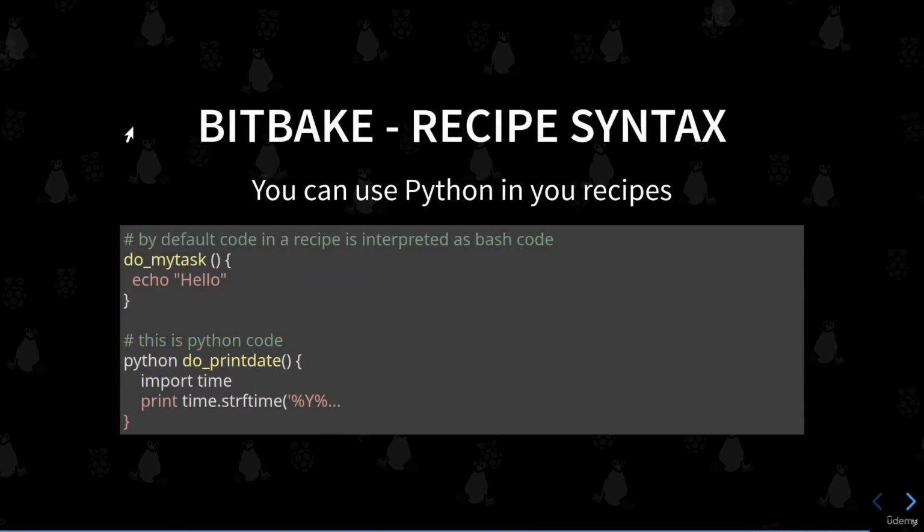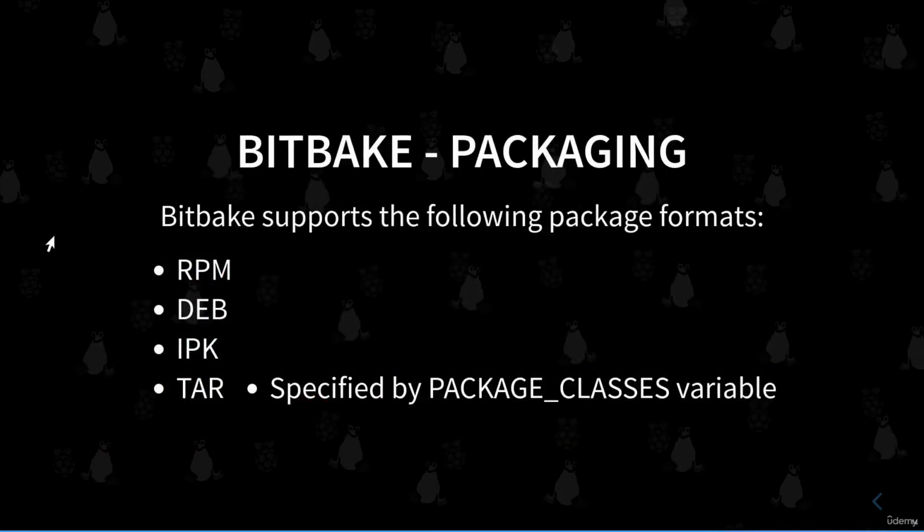So as we just mentioned, you can also include Python code in your recipes. So this is a normal Bash style method, and this is a Python method, so you basically just need to prefix the method name with the keyword python, and then you can use normal Python code. Now, in terms of packaging, BitBake supports RPMs, debs, IPKs, which is from the Open Package format, and just simple tars. And these are specified by the package classes variable in your local.conf or in your image layer, which we will see in the future.